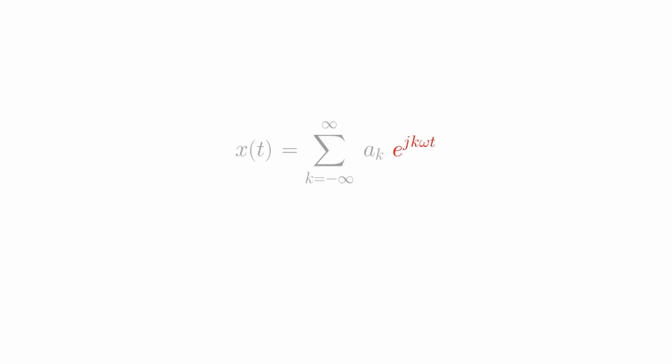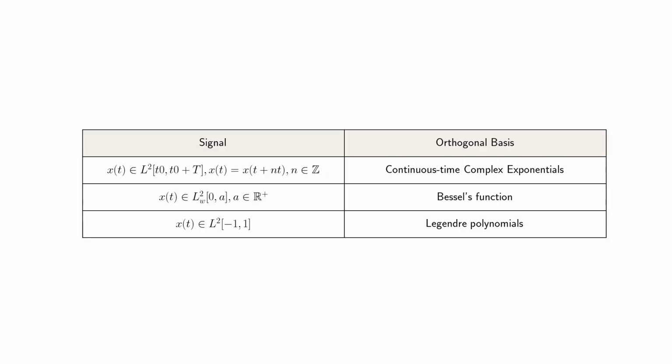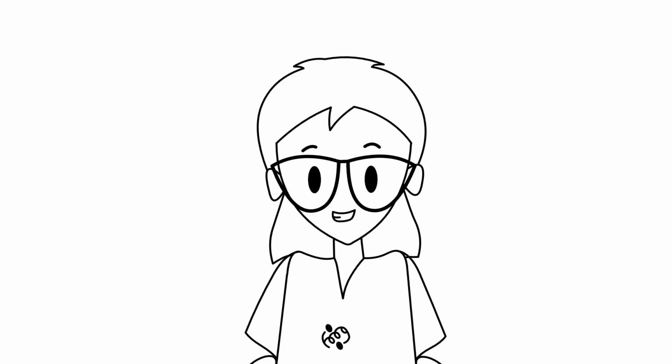Are harmonically related complex exponentials the only possible set of orthogonal basis functions? Great question. The choice of the basis depends on the nature of the signal x of t. So there are several basis functions out there. Oh! In the next episode, we'll explore another set of orthogonal basis functions for continuous time periodic signals. Another one? What's that? Think about it, and we'll meet you in the next one.